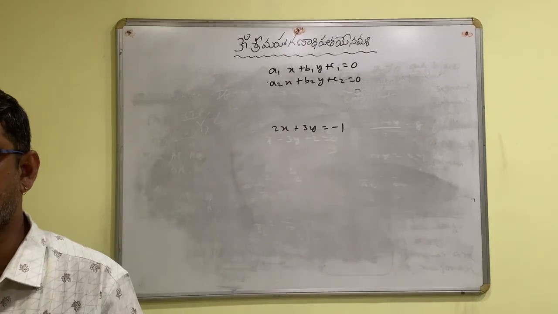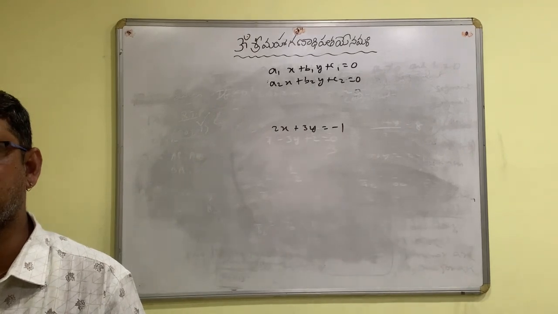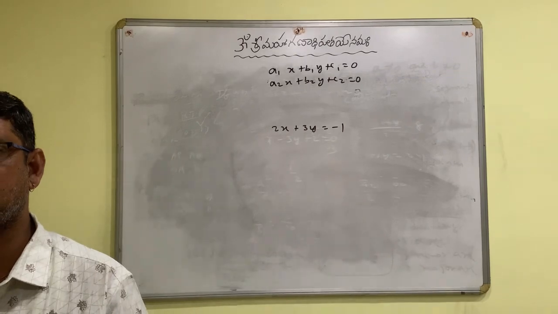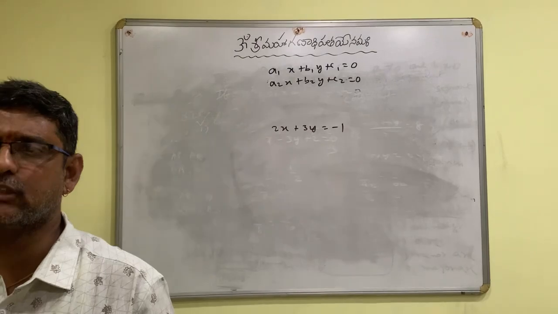1 by 4, 1 by 4. Sandy, wrong. I said intersecting lines. You gave 1 by 4, 1 by 4, a1 by a2 equal to b1 by b2 not equal to c1 by c2. Now that gives parallel lines, not intersecting lines, Sandy.